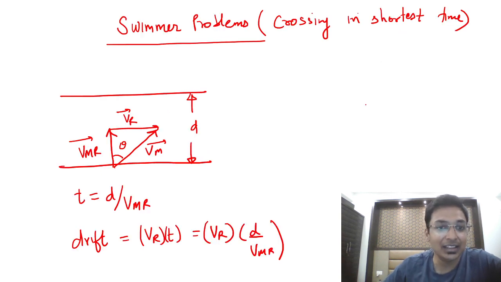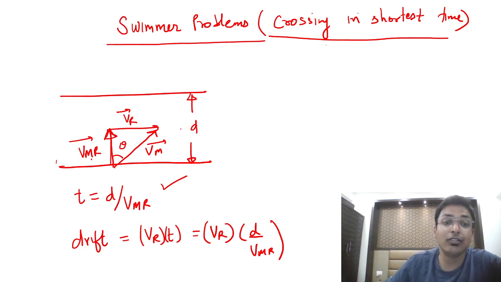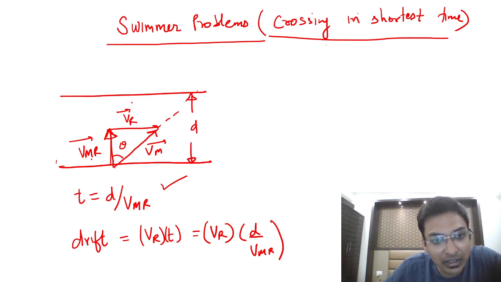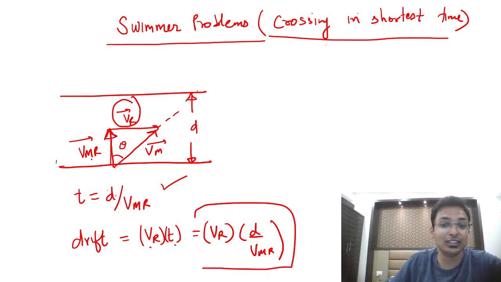All right, and in this case the crossing is in shortest time. So what will be the time taken? D upon the velocity along this. So it is how much? The velocity along this, perpendicular to the river, is vmr. So it is D by vmr. And what will be the drift? Drift will be due to this velocity, right? So it is drifting over here. So which velocity is contributing to drift? vr. So it will be vr into t. t we already found, D by vmr. Okay, so this will be the answer.